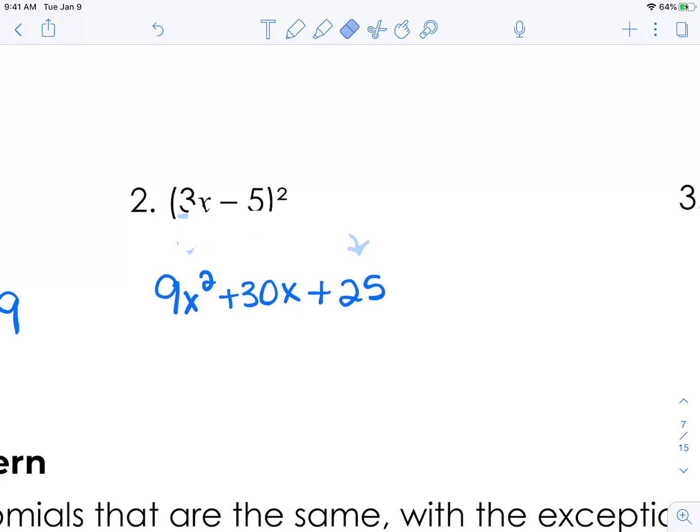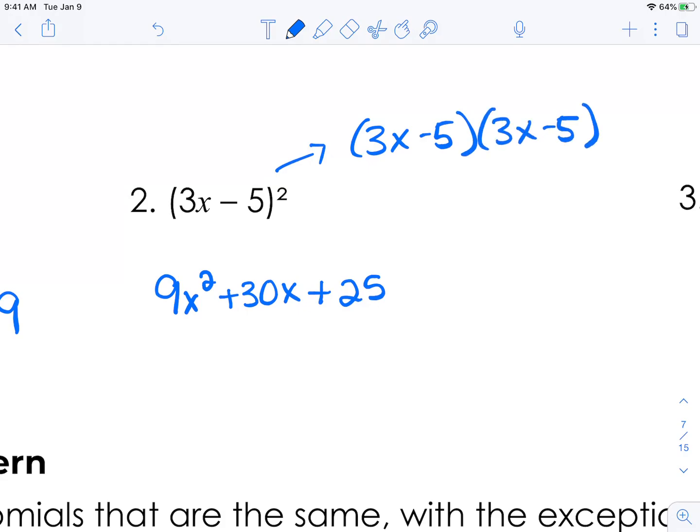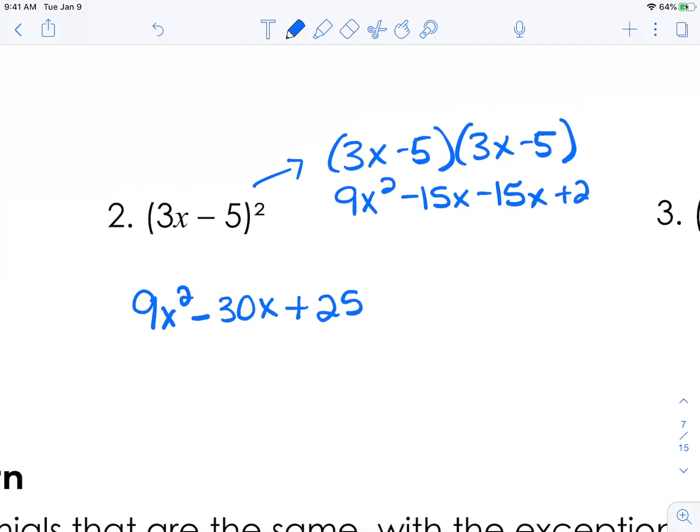And just to show you that that really does work, I will actually FOIL it out this time. So if we FOILed it, let me write it out for you the whole way here. So 9x squared minus 15x minus 15x, and I did do this wrong. This should be a subtract. I think I said it, but I wrote it wrong. Plus 25. 9x squared minus 30x plus 25.